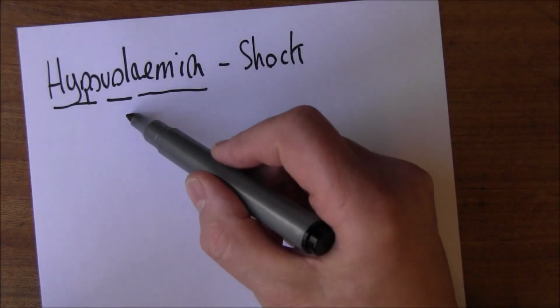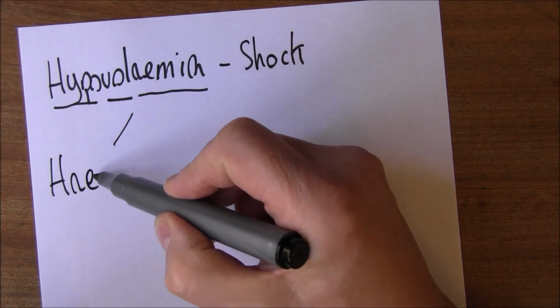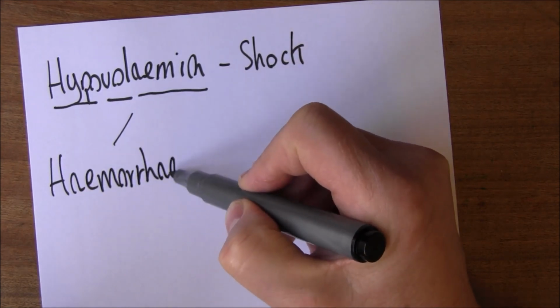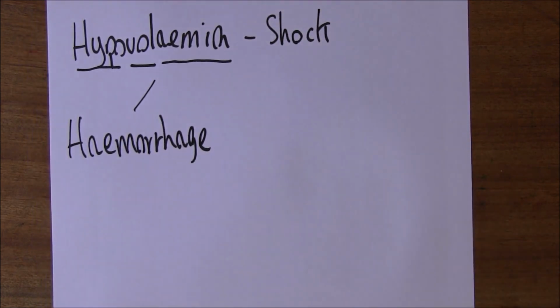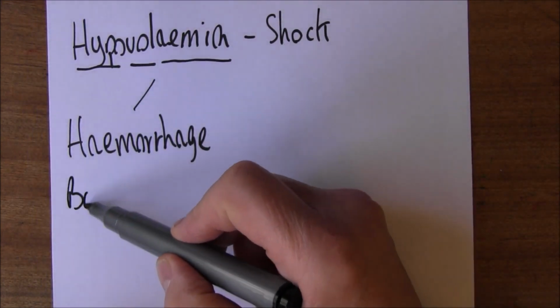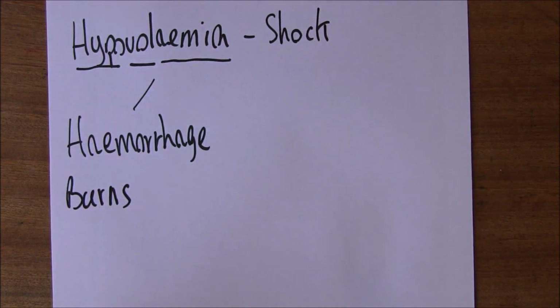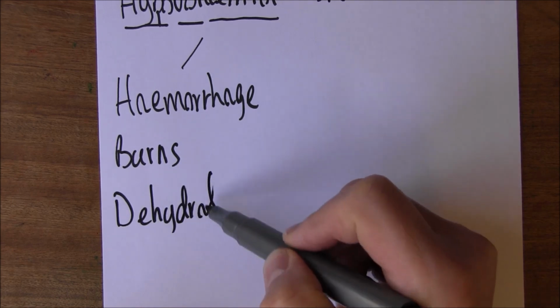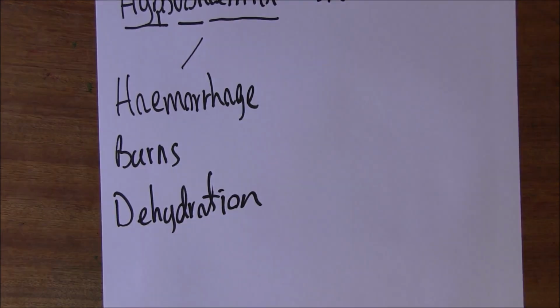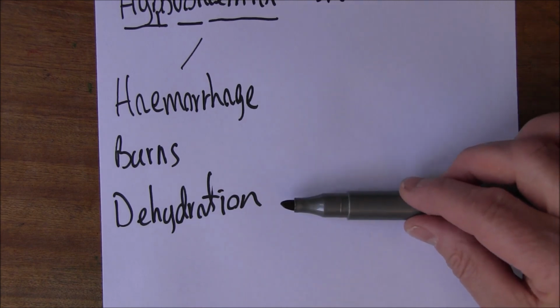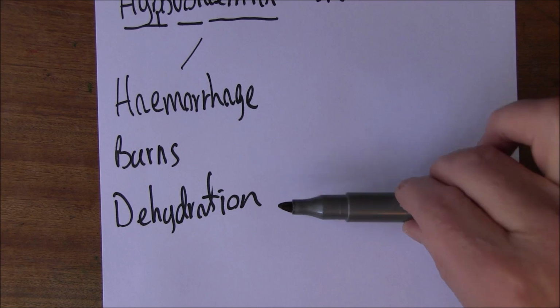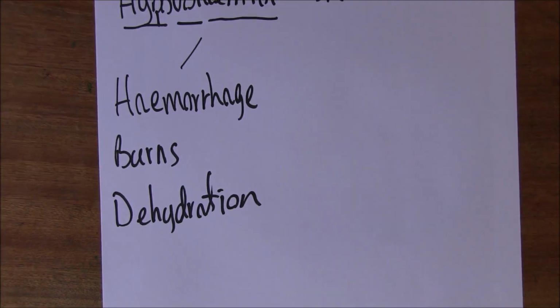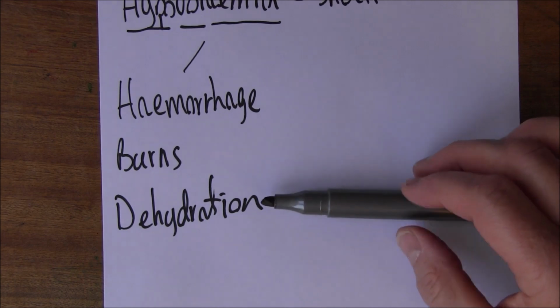And hypovolemia can occur if there's hemorrhage. Internal or external hemorrhage. It can occur if there's burns. Burns is classic for causing hypovolemia. And of course it can occur in dehydration. And dehydration can be caused by not enough fluids going in or too many fluids going out, classically in diarrhea and vomiting. And dehydration, of course, is a particular problem in children.